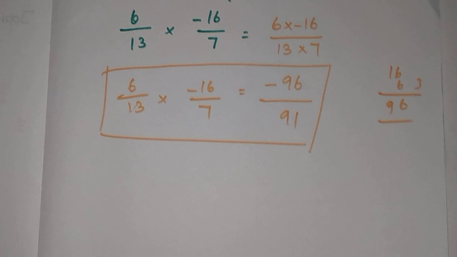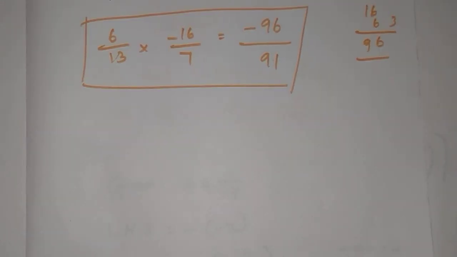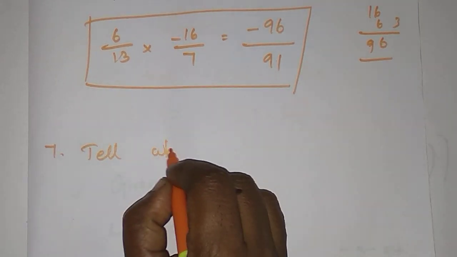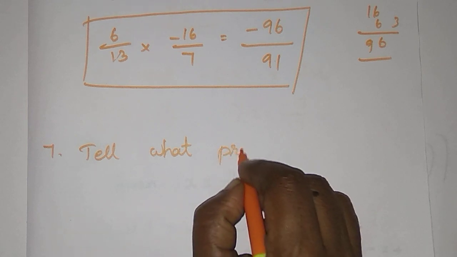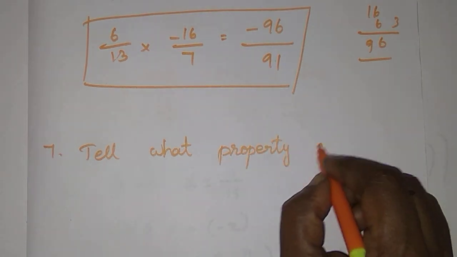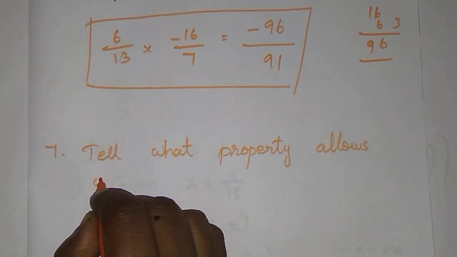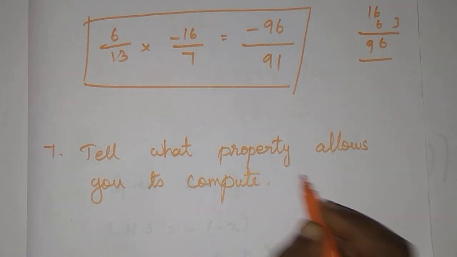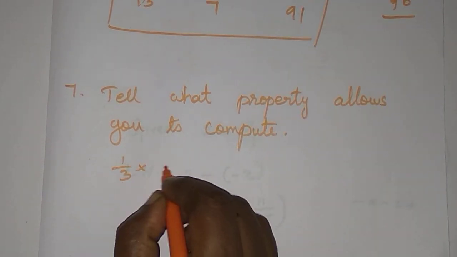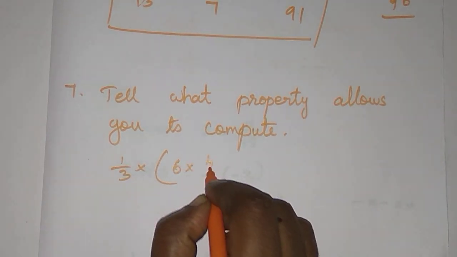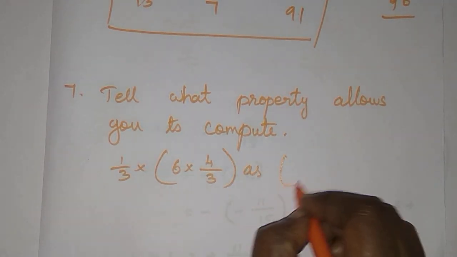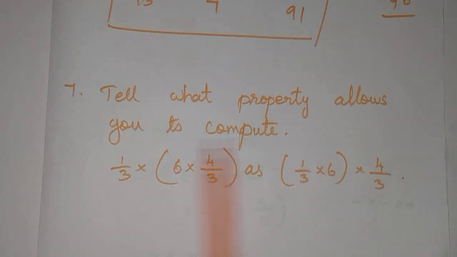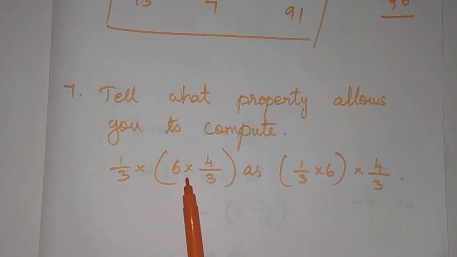Okay, now question number 7. Tell what property allows you to compute 1 by 3 into 6 into 4 by 3 as 1 by 3 into 6 into 4 by 3. See, tell what property allows you to compute. So 1 by 3 into 6 into 4 by 3.